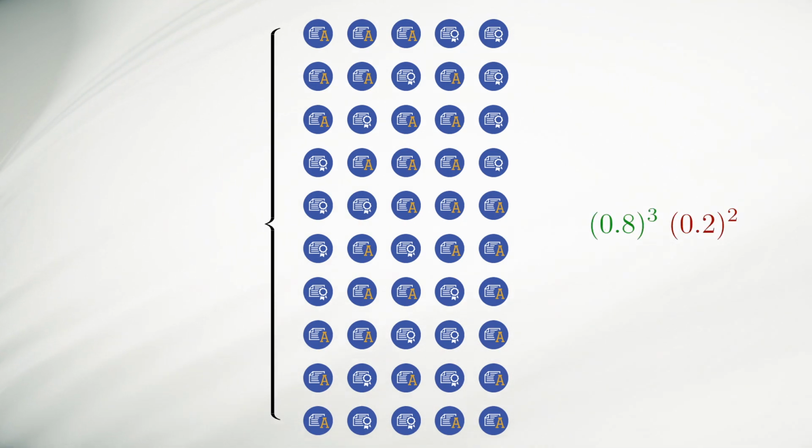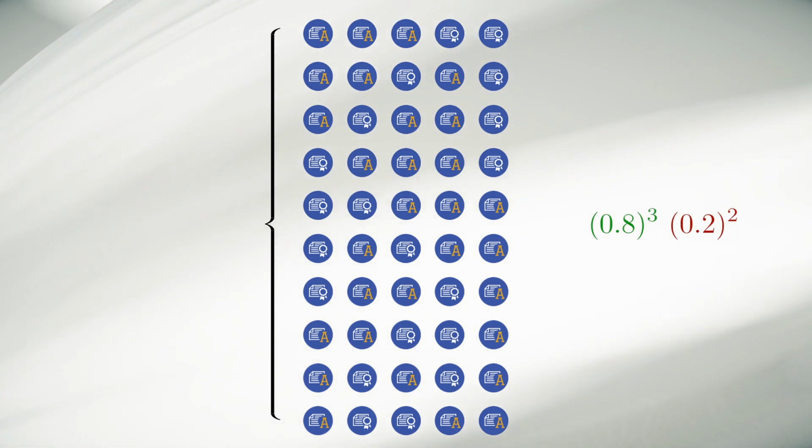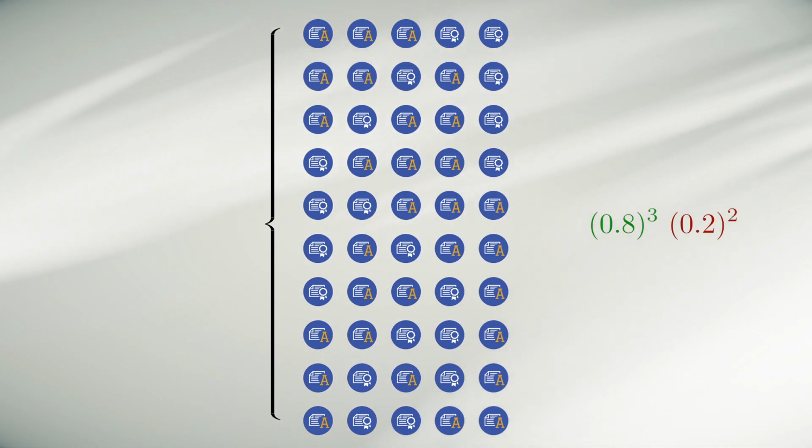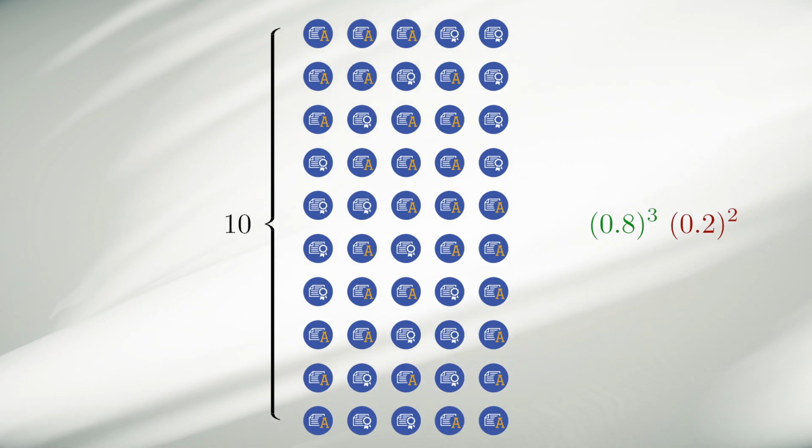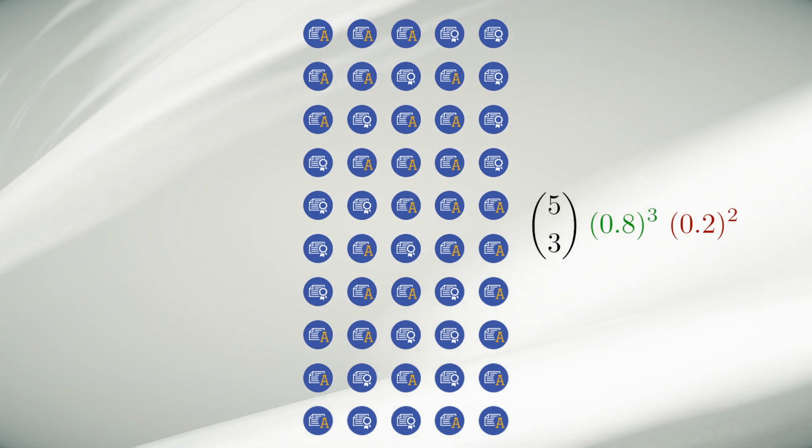But 3 A's can also be scored like this, or like this, or this, and in several other ways. In each case, the probability of the sequence remains the same, p cubed into 1 minus p squared. But since there are multiple arrangements in which you can get 3 A's in 5 courses, we have to account for all such cases. So how many cases are there? 10 cases in this example. Or in terms of combinations, 5 choose 3.